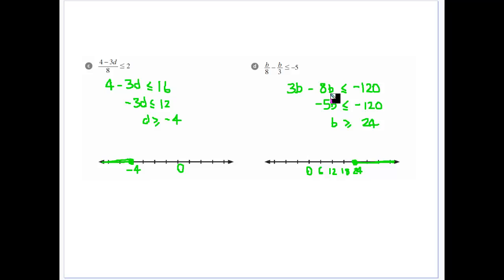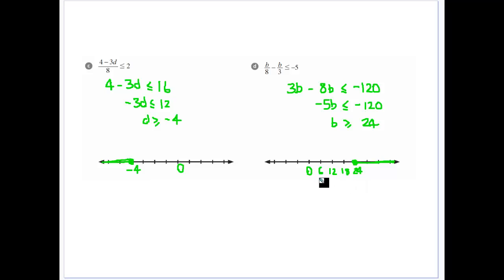3b minus 8b. Here, when I multiply through by 24, that gives me 3b. Multiplying by 24 gives me 8b. Minus 5 multiplied by 24 gives me minus 120. Collect my terms. Dividing by the negative, change the sign. And notice here, really I had to change my scale because b is greater than or equal to 24. That's a really nasty one to try and graph. But I did my best.